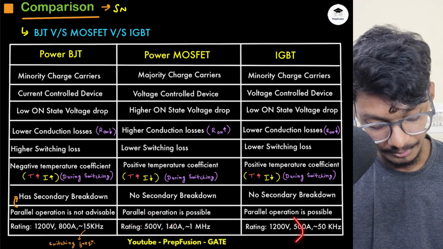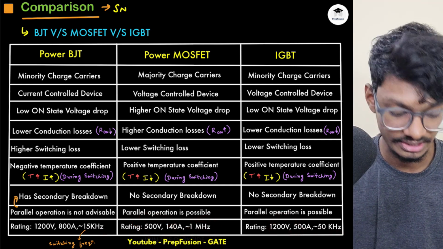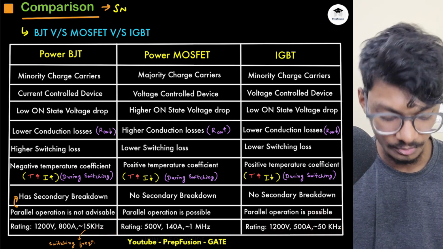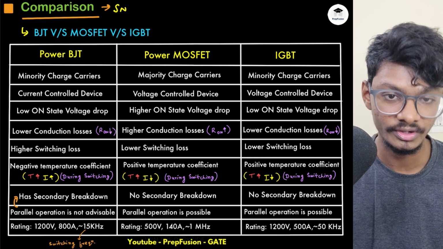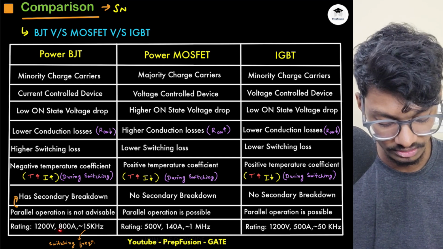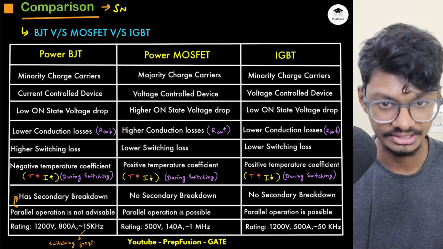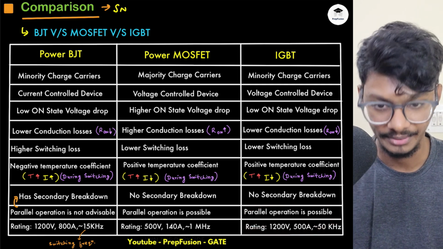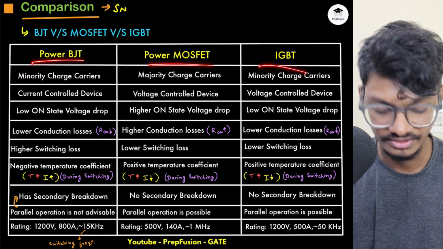But this IGBT is medium rated, and its switching frequency is also medium, right? So this is used where I need medium specification. So all these three switches have their own application. It just depends which one I need. Okay, this is the main comparison between power BJT, power MOSFET, and IGBT.